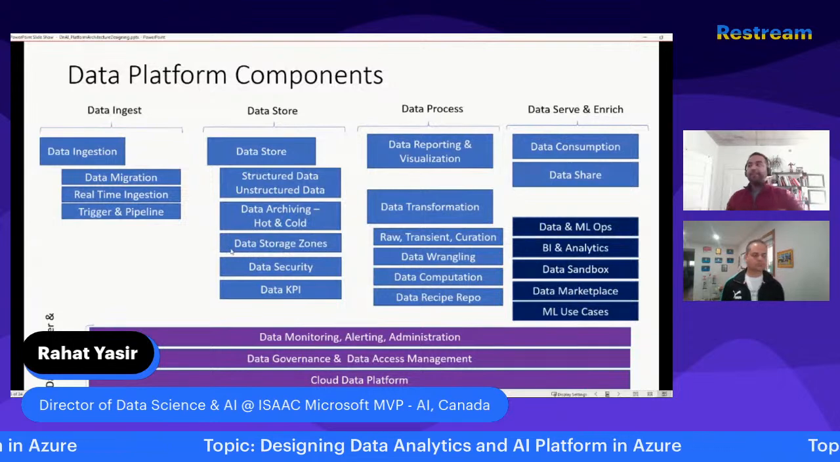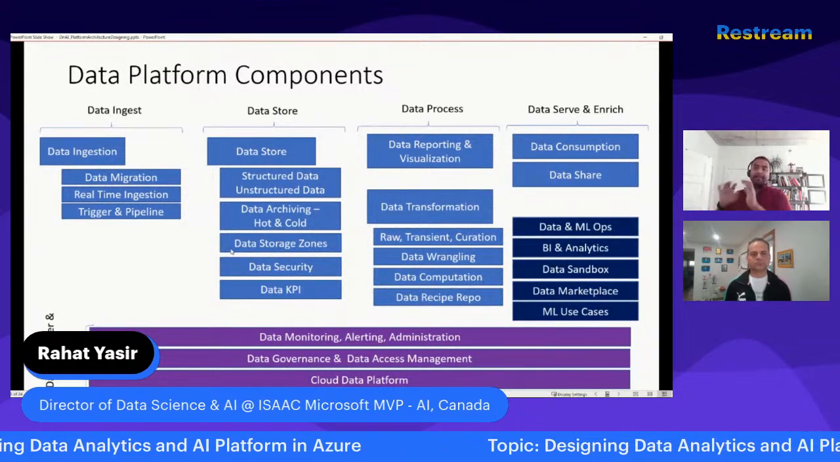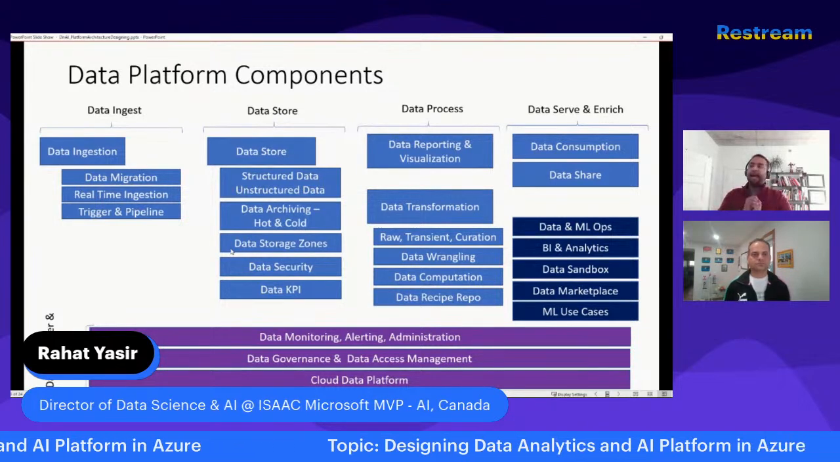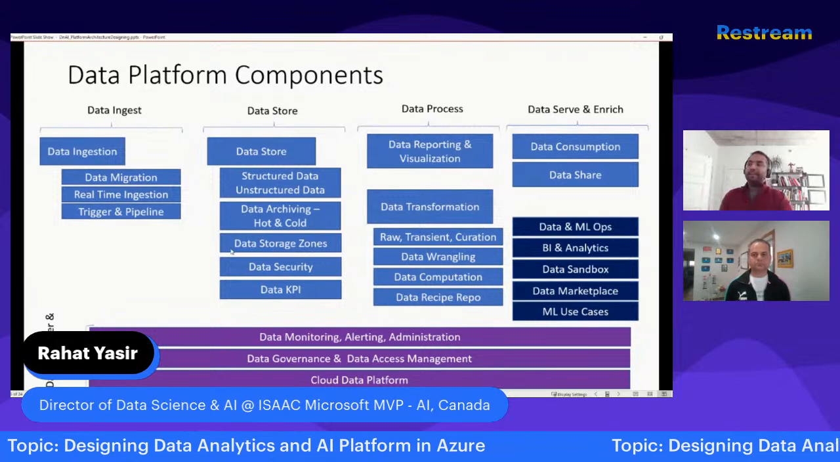Data storage zones. So you need to have multiple zones. First one is the landing zone, staging zone, and then the bronze or silver, whichever you call silver zone, because staging is also called a bronze.